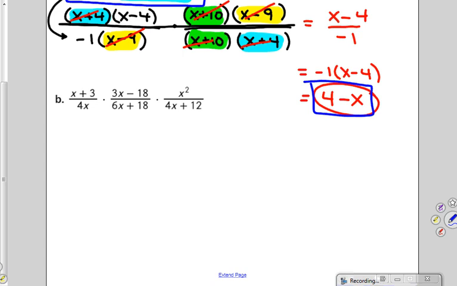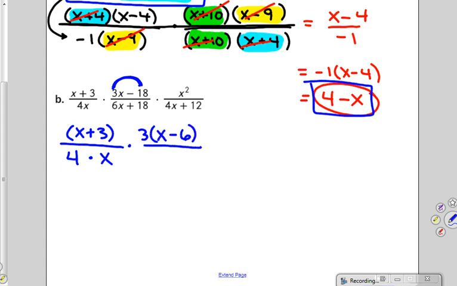3b. I want you to leave the x plus 3 alone, like that. If it helps to write this as 4 times x, you can. 4x is 4 times x. Up here in the second fraction, this 3 can be undistributed and pulled away from the 18 like that. 3 times x minus 6.